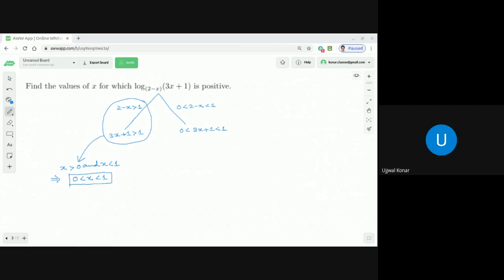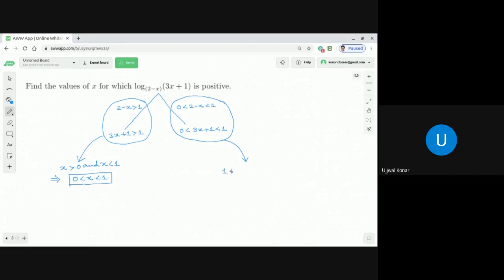Now let us focus on the other part. The other part is that 0 is less than 2 minus x less than 1 and 0 is less than 3x plus 1 less than 1. Let's see what we are going to achieve from here. 0 less than 2 minus x less than 1 actually says that 1 is less than x less than 2. Correct or not?